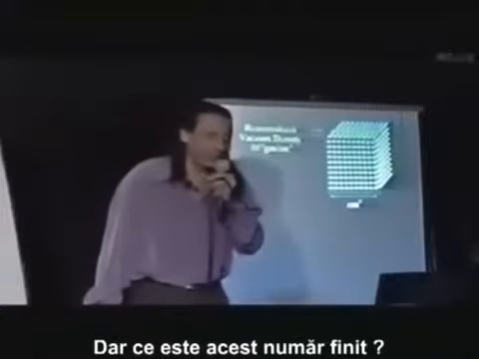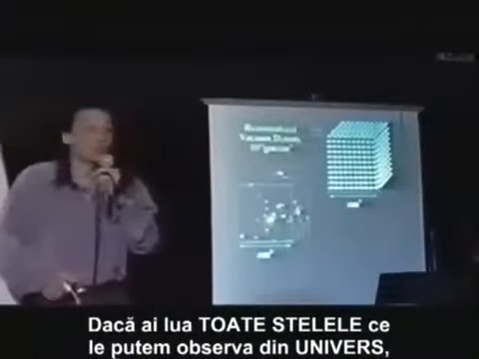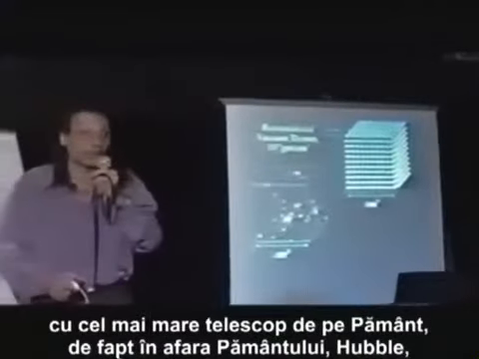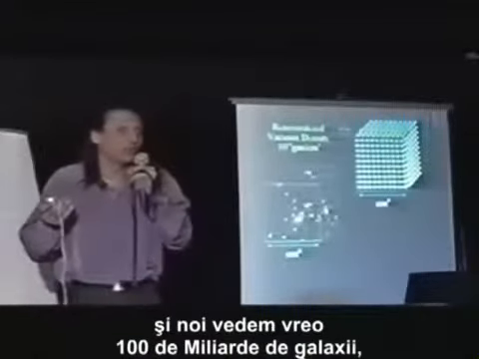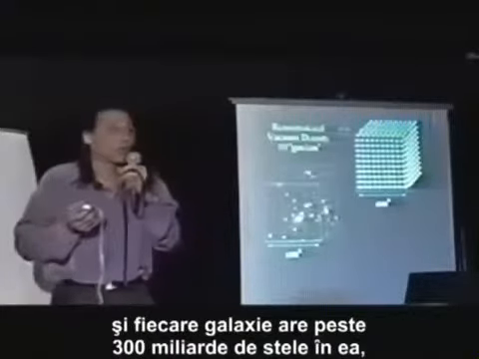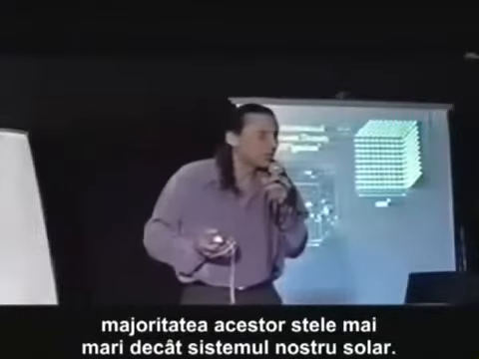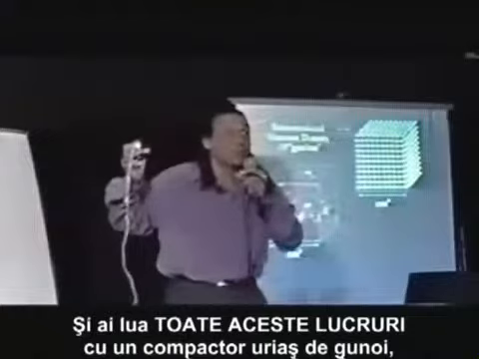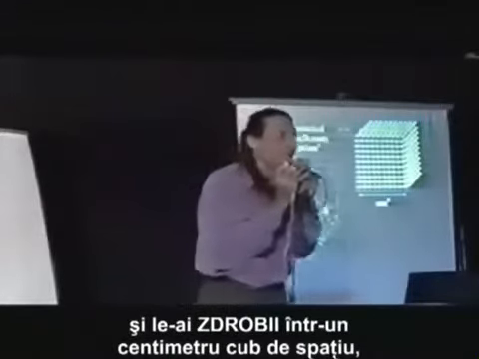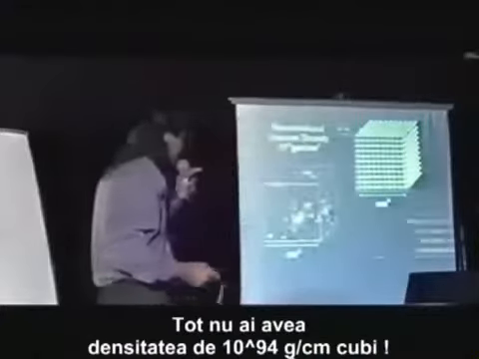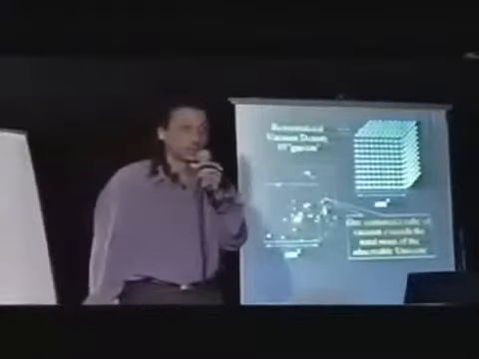But what is that finite number? Let me give you an idea. If you took all the stars we observe in the universe with the largest telescope off the Earth, the Hubble, and we see 100 billion galaxies. Each galaxy has over 300 billion stars in it. Most of these stars larger than our solar system. Okay? And you took all that stuff with a huge trash compactor and you squashed it into a centimeter cube of space. You still would not have 10 to the 94 grams per centimeter cube of density. You'd still be short.